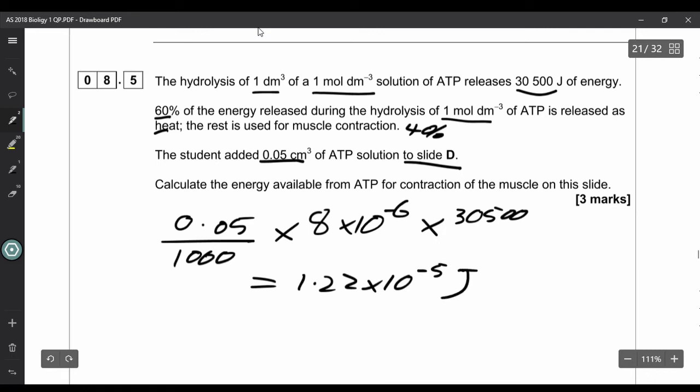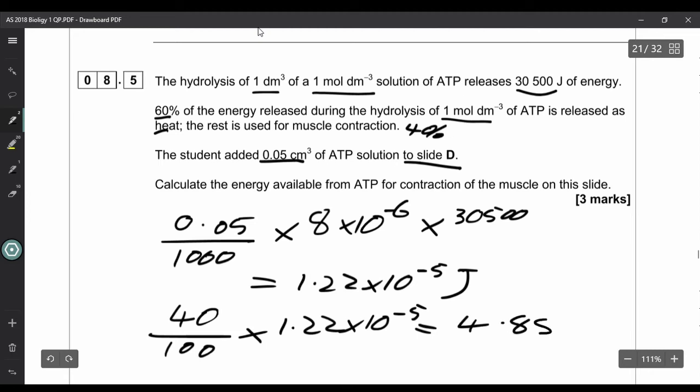Okay. We've also been told that only 40% of this will go for muscle contraction. So we've got to work out what 40% of this is. So it'll be 40 divided by 100 times the 1.22 times 10 to the minus 5 gives us 4.88 times 10 to the minus 6 joules. So that will be the amount of energy that's been released that will be available for muscle contraction.